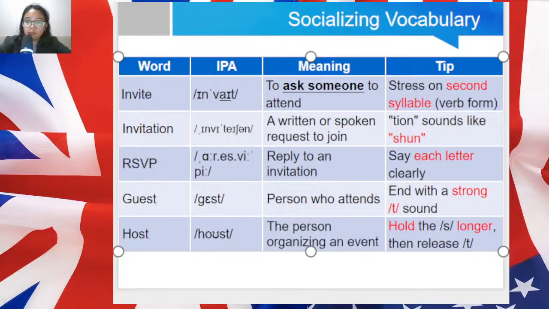Again, let's look at the tip: stress on the second syllable, which is our verb form. If you remember our topic in one of our previous meetings, the emphasis on a word can totally change its meaning. So we emphasize our voice on the second syllable, vite, because we are referring to a verb. Invite, not invite, but invite.